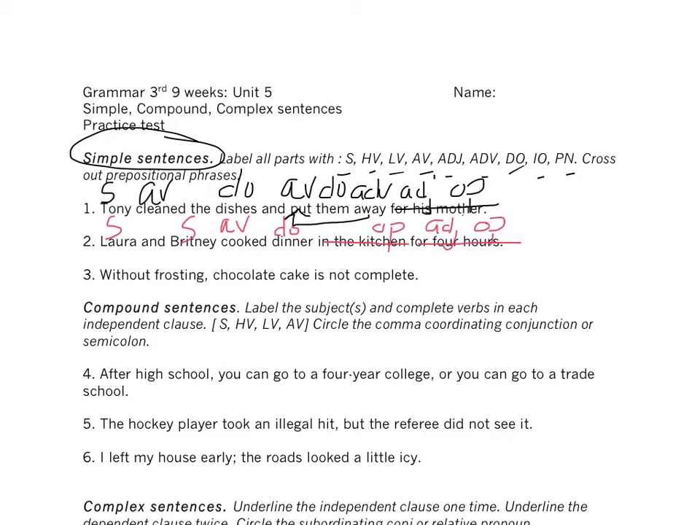The next one, without frosting. Without is a preposition, so this is a prepositional phrase. Cake is the subject. Is a linking verb. And complete. What's complete describing? Complete cake. So complete is an adjective. Not is always an adverb. Chocolate is an adjective describing the noun cake.